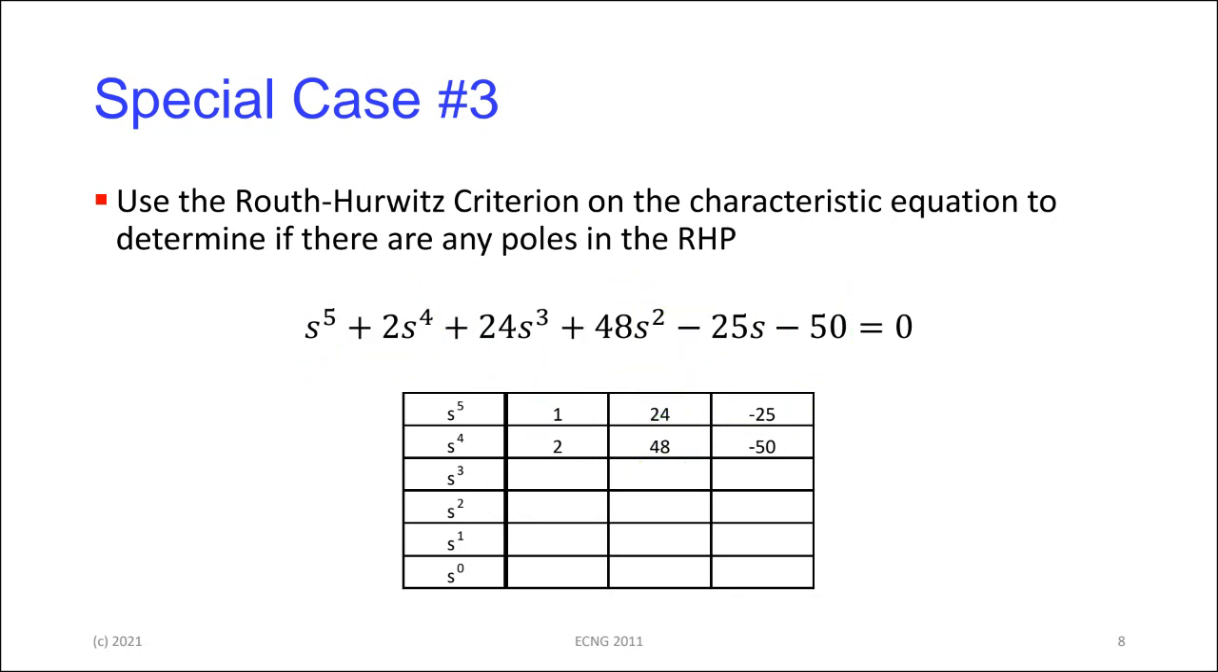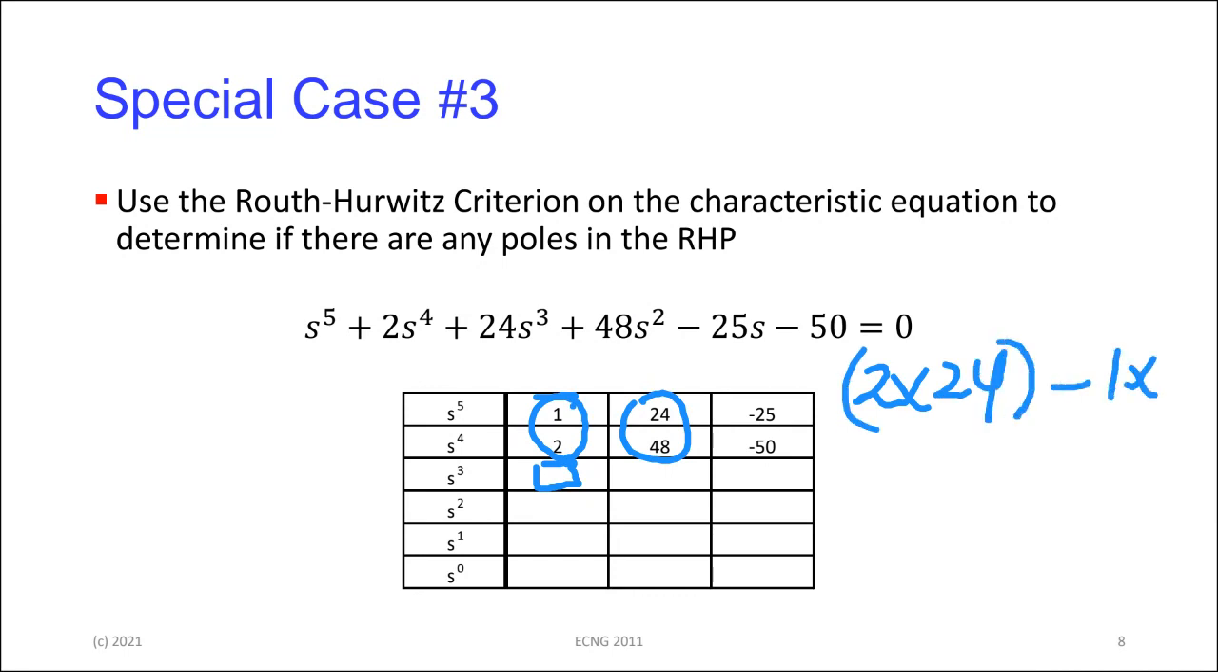The next row down is the S cubed row. For this value, we're looking at the two rows above, these values here. That value is going to be (2 by 24 minus 1 by 48) all over 2. 2 by 24 is 48, and 48 minus 48 is 0. So this value here is going to be 0.